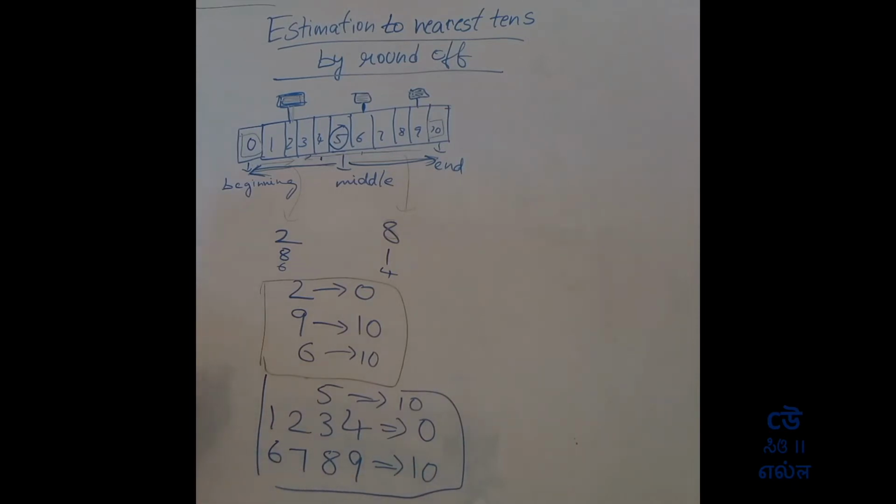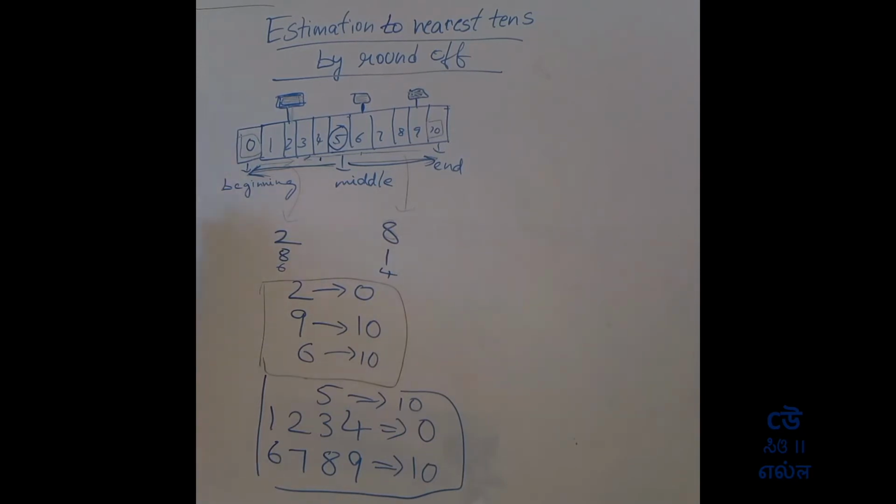Understood? If you get a number less than the middle number, then you will round off to the smaller number, the beginning number, that is 0. If you get a number greater than the middle, you will round off to the greater number, that is 10. Okay. This is all ones place we saw, right? First you should get an idea how to round off ones place. So I taught you how to round off ones place.